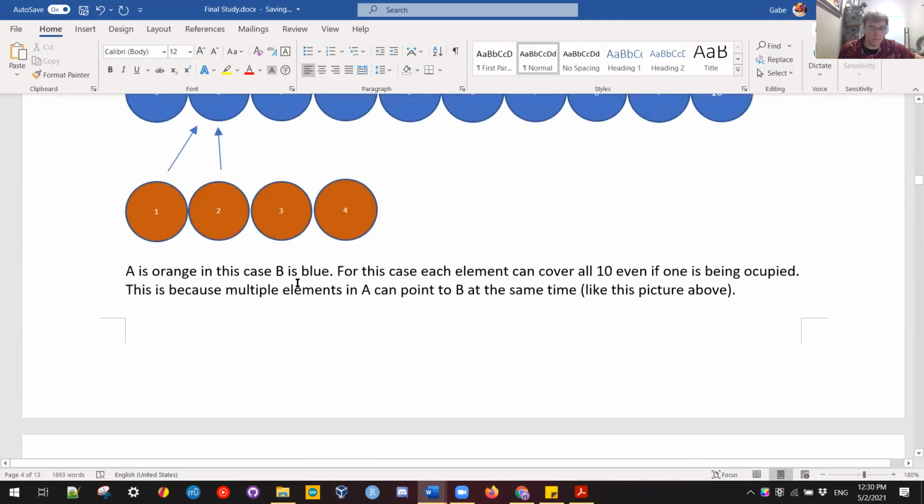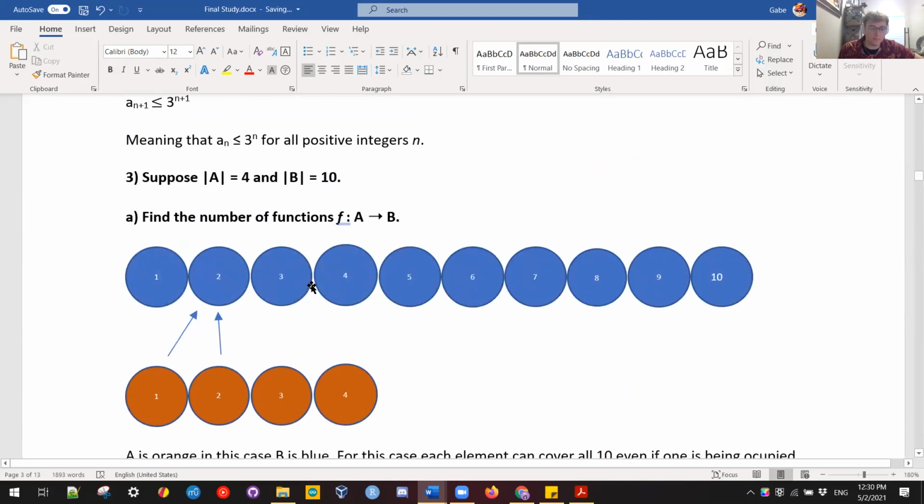Because the definition of a function is just that each item in set A has to be mapped to something in B, right? Yeah, and it doesn't specify whether they have to be unique or whether they have to cover the whole codomain, because that would be 1 to 1 and onto respectively. But in this case, they can both point to the same thing. It doesn't have to cover all 10, all that stuff. So it just becomes a simple counting problem of each one of them just has 10 options.